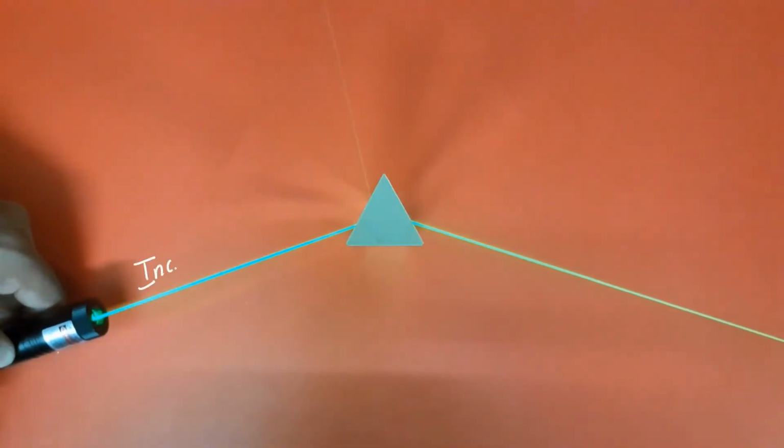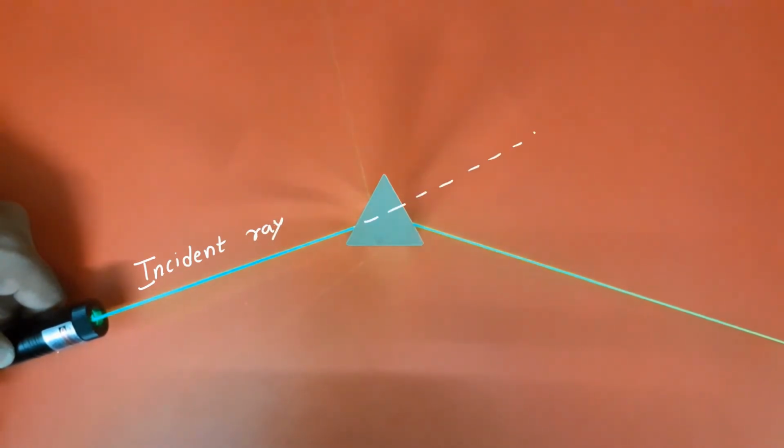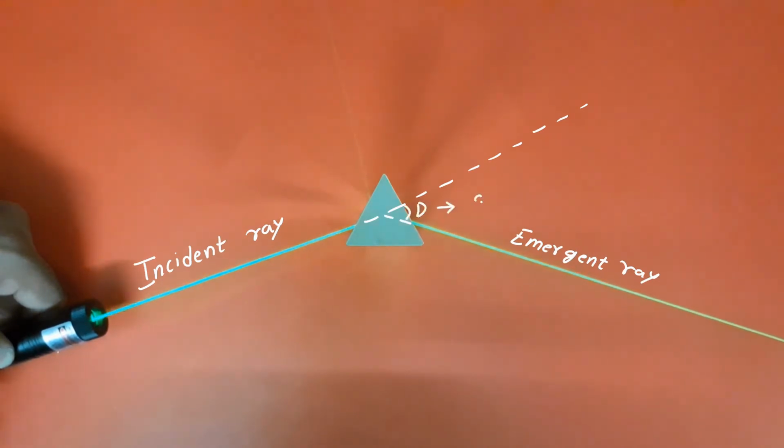Watch this animation to see what the angle of deviation is. We extend the incident ray with dotted lines. Also, extend the emergent ray backward with dotted lines. The two extended lines meet at a point. The angle between these two lines, that is, the direction of the incident beam and the direction of the emergent beam, is known as angle of deviation.